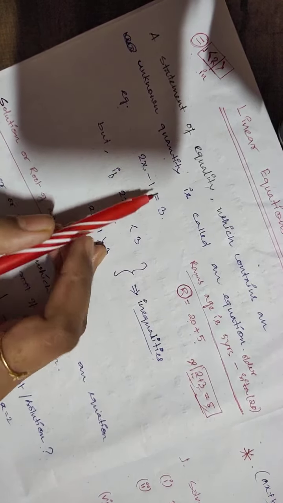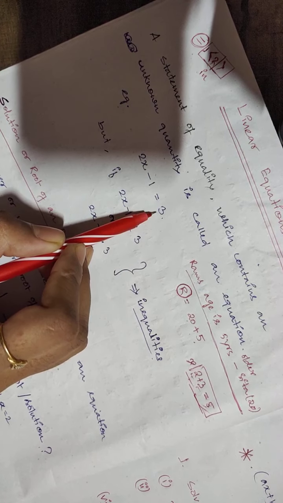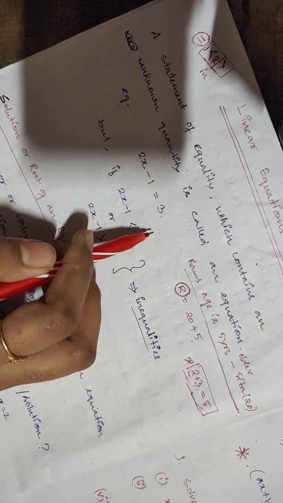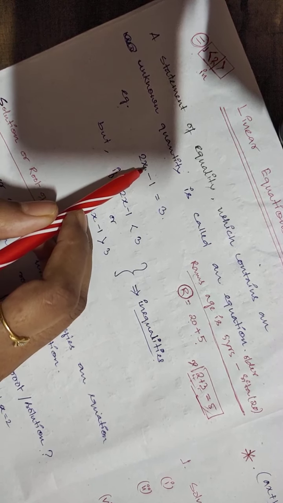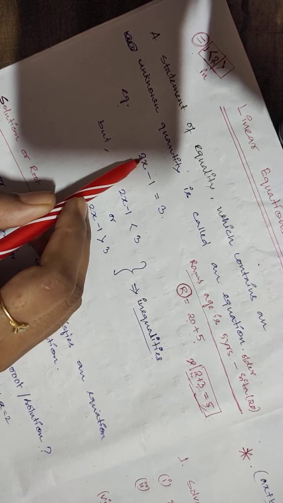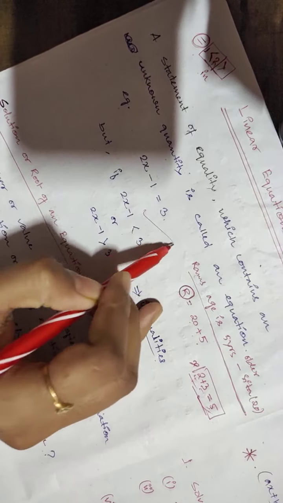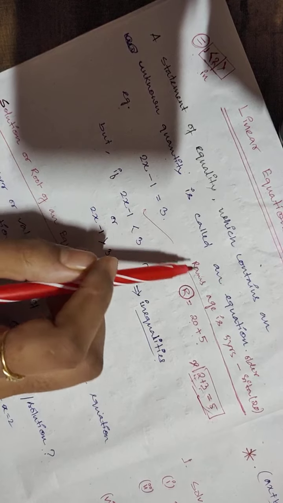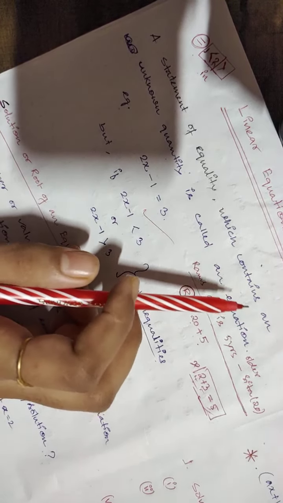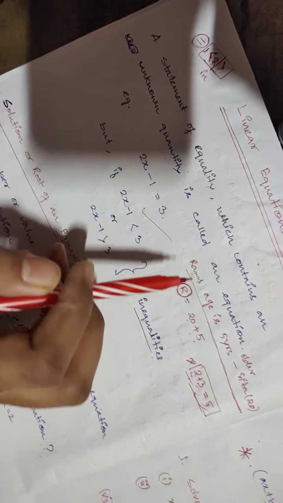Similarly, one example, say 2x minus 1 is equal to 3. In this case, is it an equation or not? Here x is there. See, one variable is there. Variable means an unknown quantity is there, x. That means this is an equation. If the equal sign is there and one unknown quantity is there, then it is called a linear equation or equation in one variable.